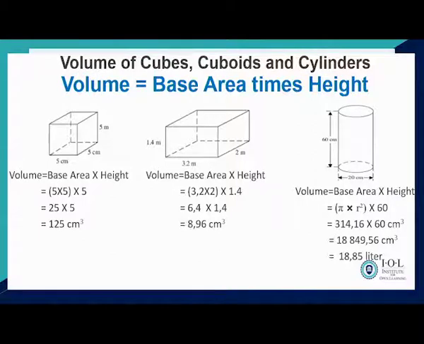What is the cuboid? What's the base area? The base is a rectangle most of the times. Length times breadth. So length times breadth times height. Base area times height. The volume of a cylinder, still the same. Base area times height. But what's the base area this time? The area of a circle, because a cylinder has a circular base. Pi radius squared times height. Base area times height.